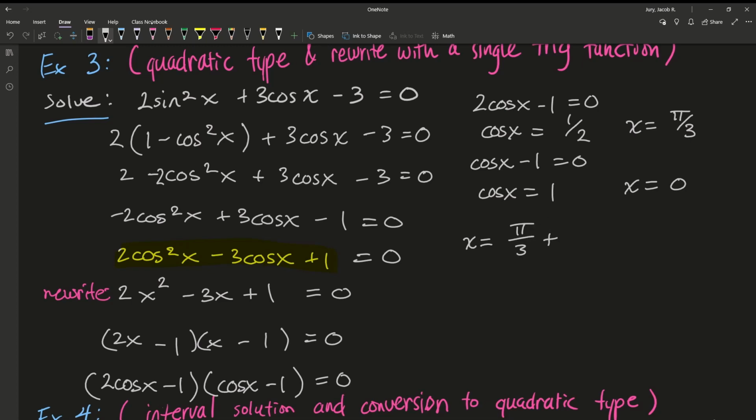So I want to represent my solutions as pi over 3. How often does cosine repeat? 2 pi n. And x is also equal to 0 plus or minus 2 pi n, or just 2 pi n. So this would be our final answer to that crazy question, because we had to go through a lot just to get the variables to cooperate with us.